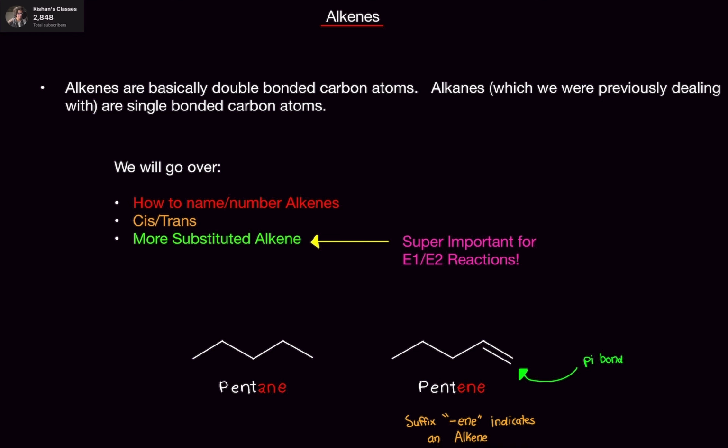And then we're going to talk about the more substituted alkene. Well, this right here is the really important thing that I want you to learn, because this is important for E2 and E1 reactions. I've been saying that the E2, E1 reactions are going to be the next video. I was just looking at my agenda now. It is officially the next video. But I need you to know this for that. And then, yeah, that's going to be it. It's going to be a nice, easy video.